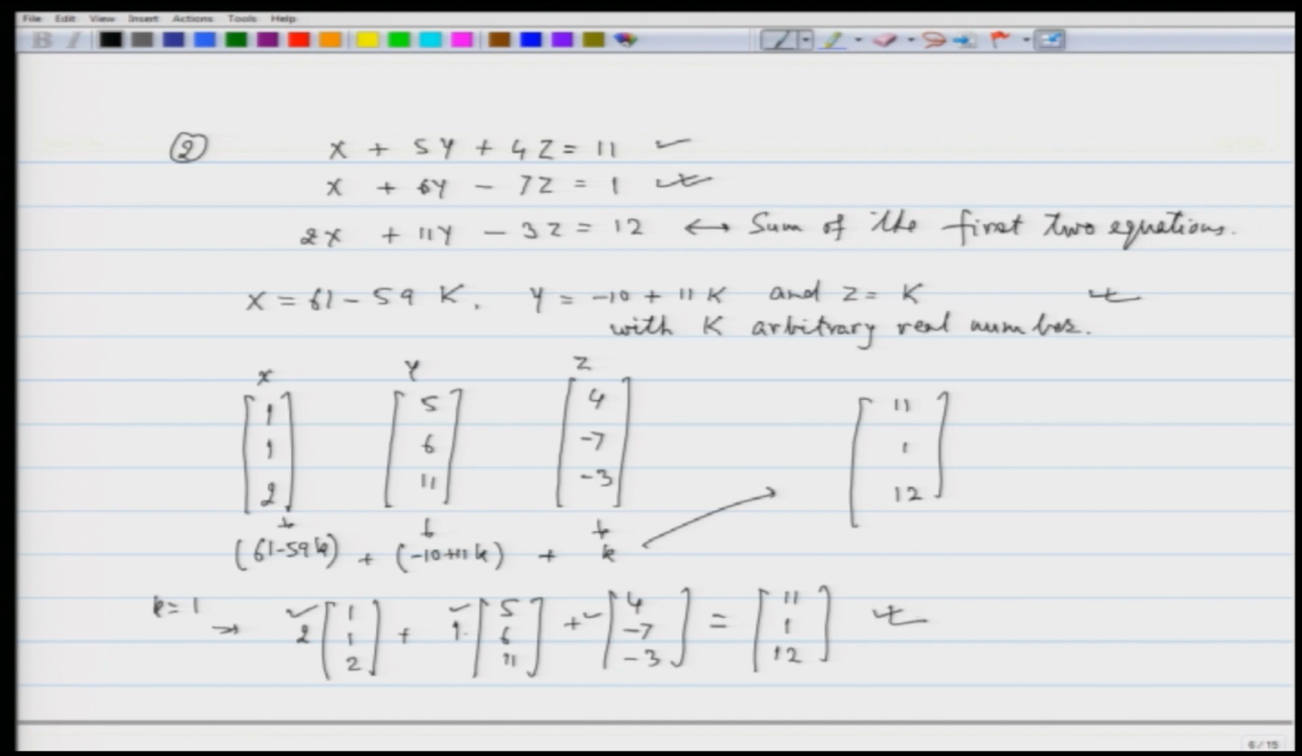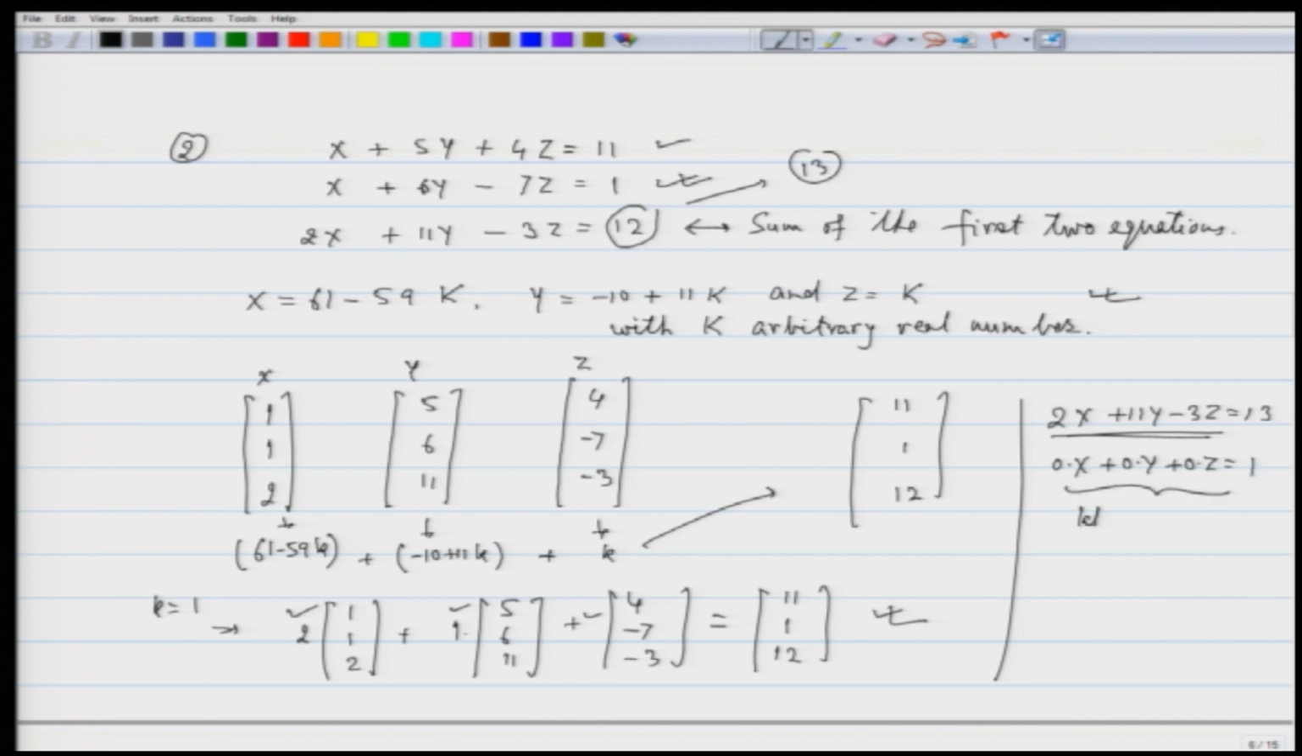The important thing to note is that if I replace this 12 by, say, 13, then the third equation becomes 2x plus 11y minus 3z equal to 13, and if I subtract the first two equations from this equation, I will get 0 times x plus 0 times y plus 0 times z equal to 1, which has no solution.